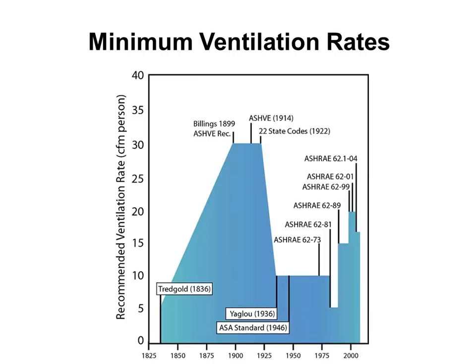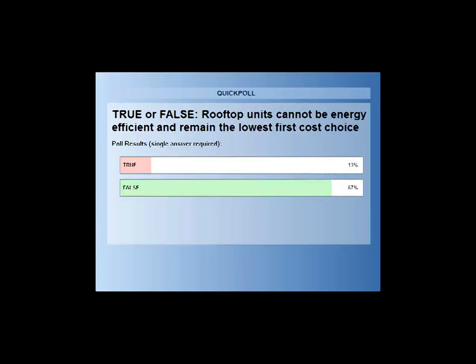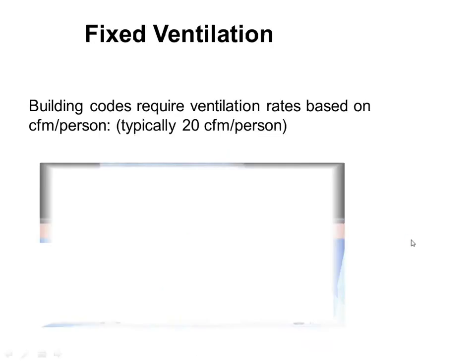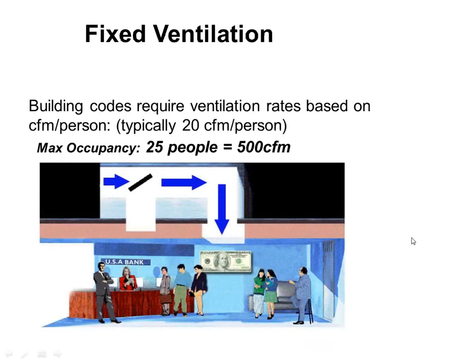Almost everybody got this correct, which is false. It is possible to make rooftops efficient and still have them be the lowest first cost choice. That's basically the whole entire purpose of the webinar here. Sorry, hide that. All right, let's go a little bit further in here. We'll probably end somewhere in the middle of DCV, but that's okay.